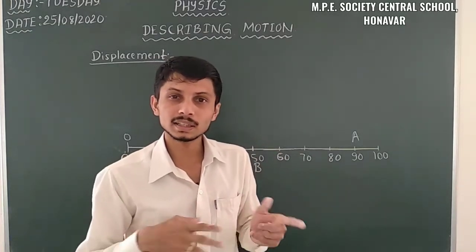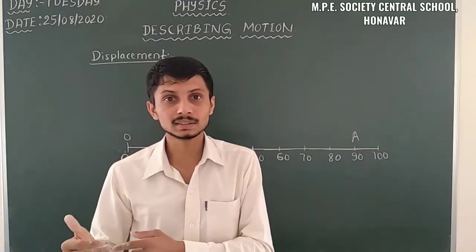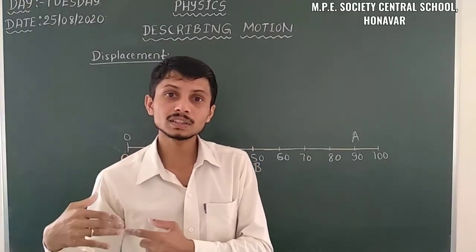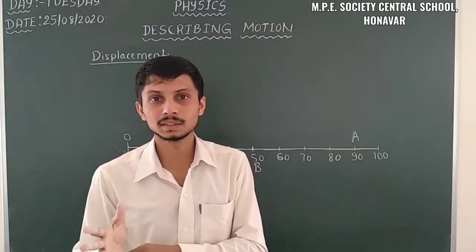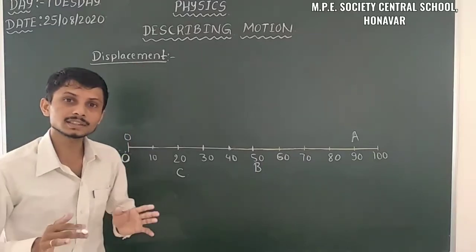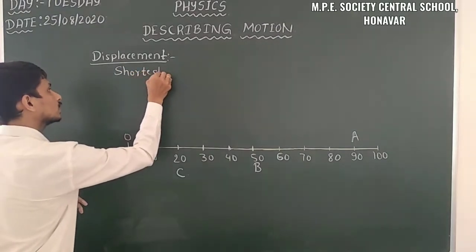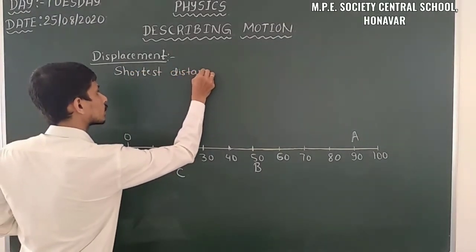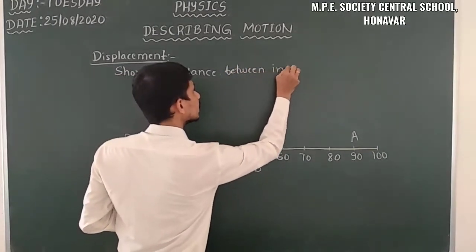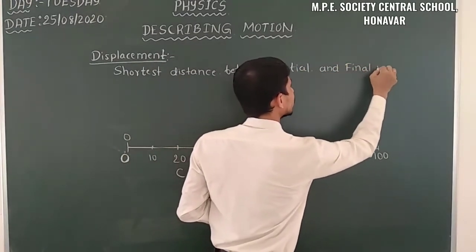That means there is no case of total distance traveled here. So we have to calculate how much quantity the body displaced, and in which direction the body displaced. So that's why we have to take only that. So displacement is nothing but the shortest distance between the initial and final position.